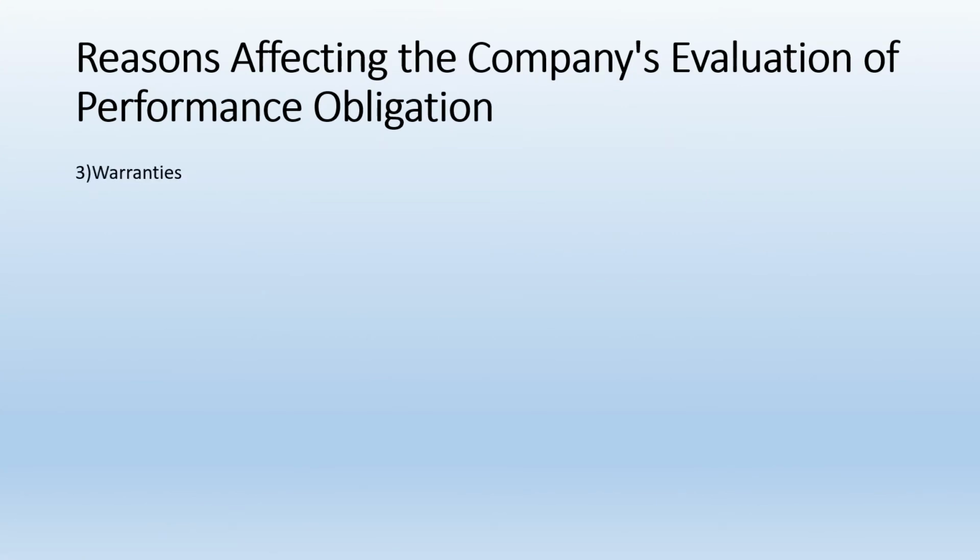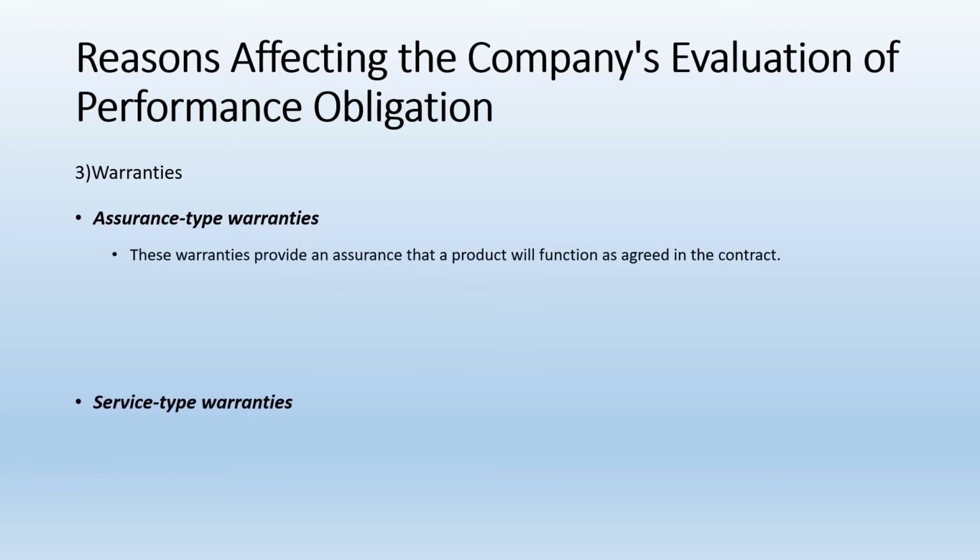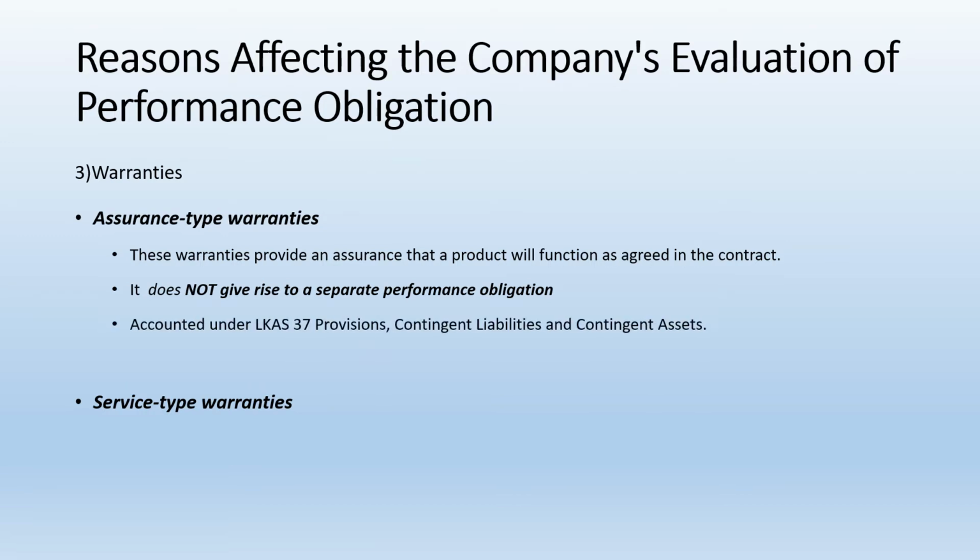Warranties are the third reason. Warranties are commonly included in arrangements to sell goods and services. There are two types of warranties: assurance type warranties as well as service type warranties. Assurance type warranties provide an assurance that the product will function as agreed in the contract. It does not give rise to a separate performance obligation. Therefore, the warranty will be accounted for under LKAS 37, provisions, contingent liabilities and contingent assets.